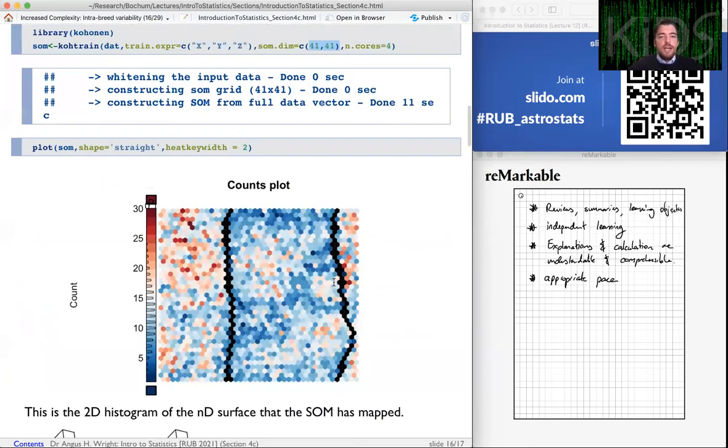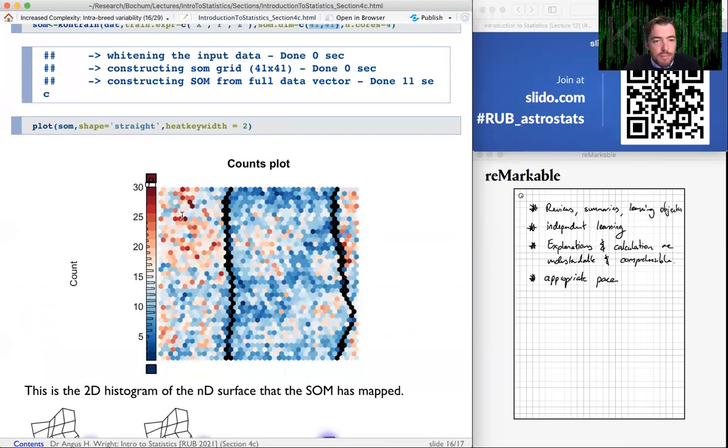Okay, so I do my training and I plot my manifold, and I plot the counts of the data in my manifold. This is the number of objects, the number of sources in my data set that sit within each cell of my manifold. Now, this manifold I've trained using Pac-Man rules.